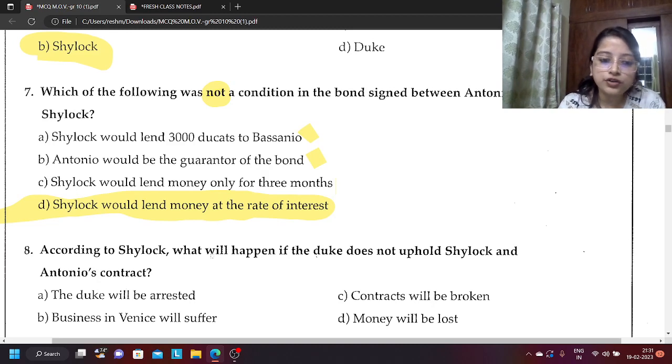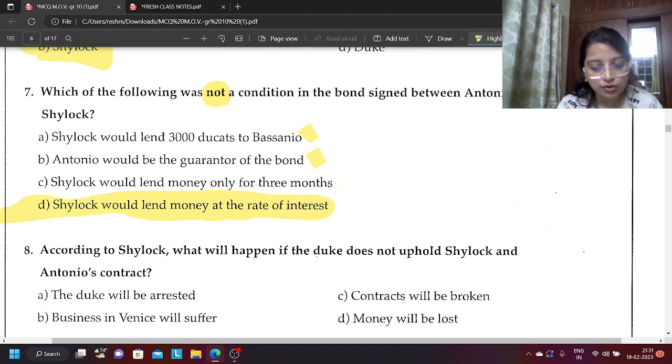Number 8. According to Shylock, what will happen if the Duke does not uphold Shylock and Antonio's contract? Okay. So the Duke will be arrested, no. Contracts will be broken, no. Business in Venice will suffer. This is a good point. Money will be lost, no. So option number B. Right?